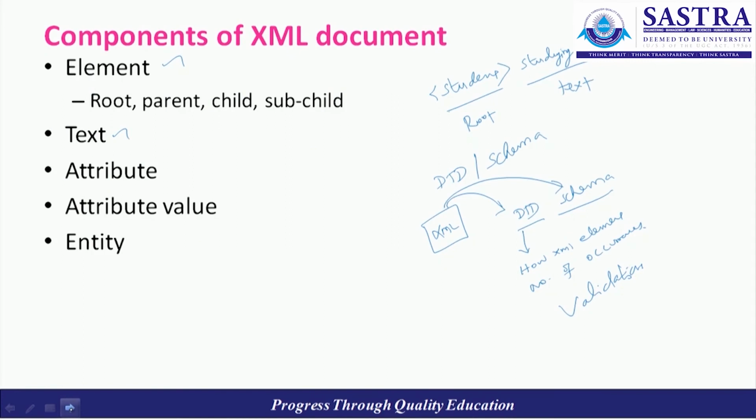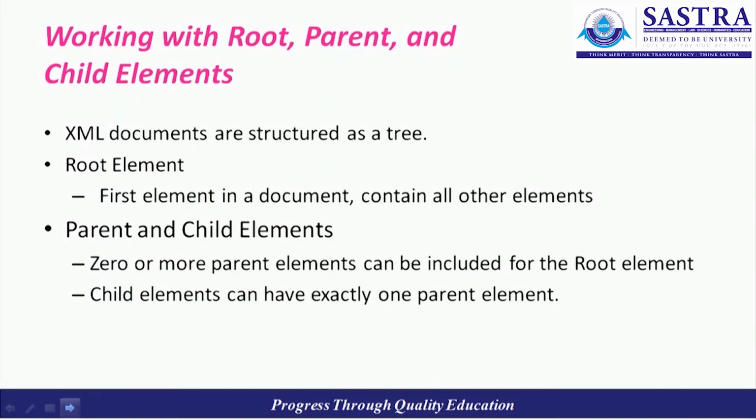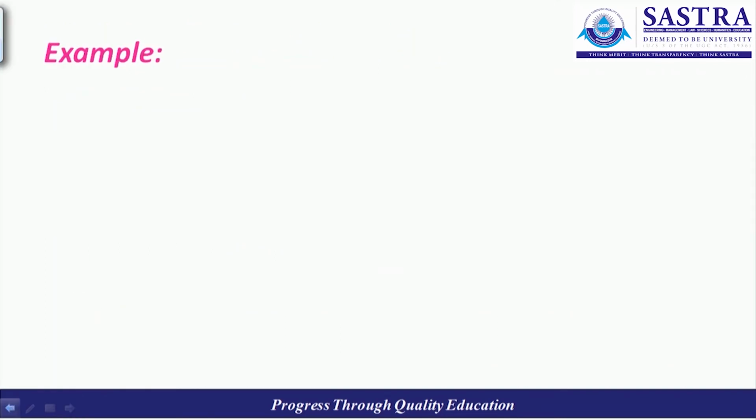Right. I move on to some more examples. It is working with root, parent and child elements. It is a properly structured XML document. Here I am writing school, name equal to computing. I have closed this root tag.